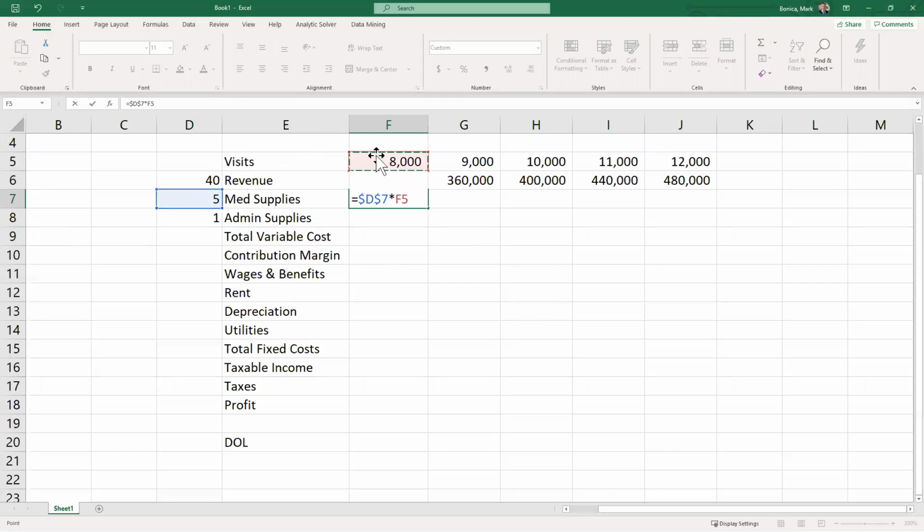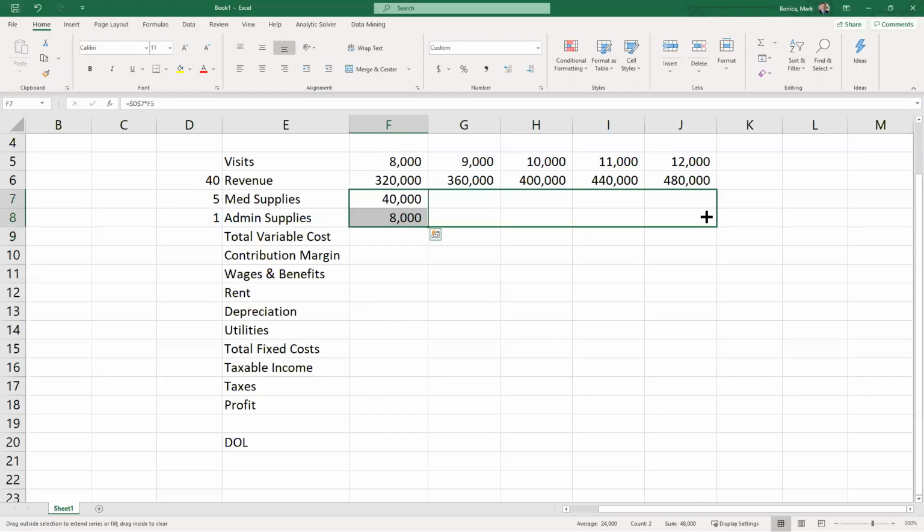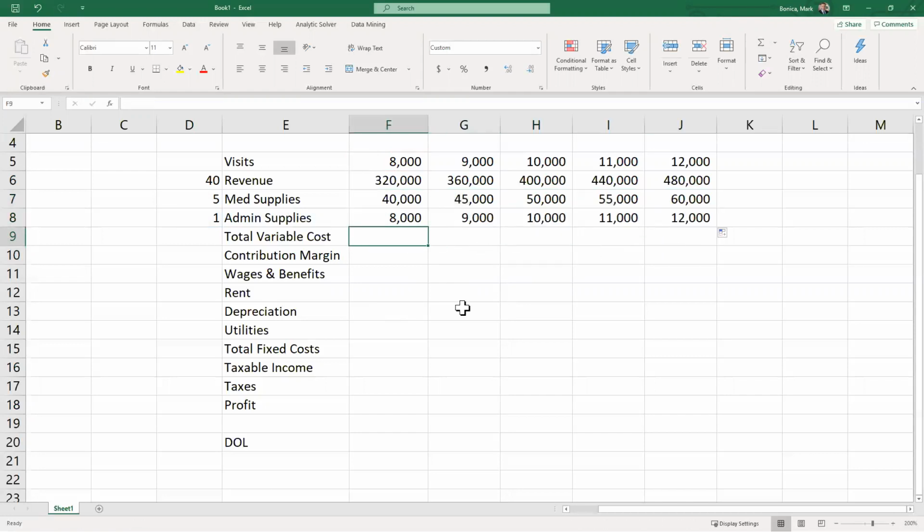times our 8,000 visits. And this technique where I'm putting the dollar sign in order to lock your reference, you just hit the F4 key on your keyboard if you're using a Windows machine, and then click on the number and that puts it in. So 5 times 8,000 is 40,000. And then our dollar, again locked, times 8,000 gives us 8,000, of course. And then I can just copy the formulas across. So that just makes us a little faster.